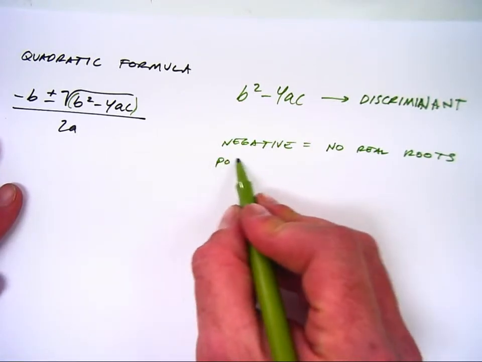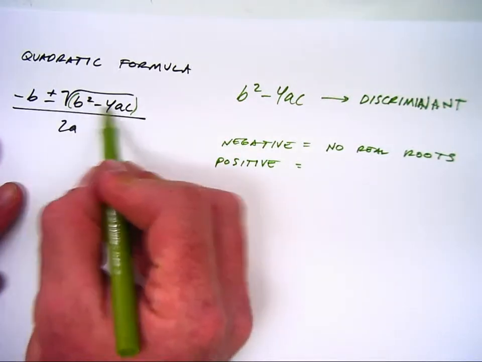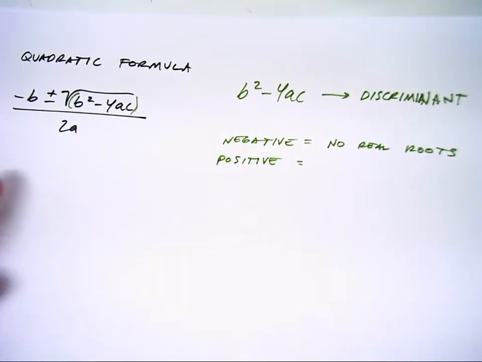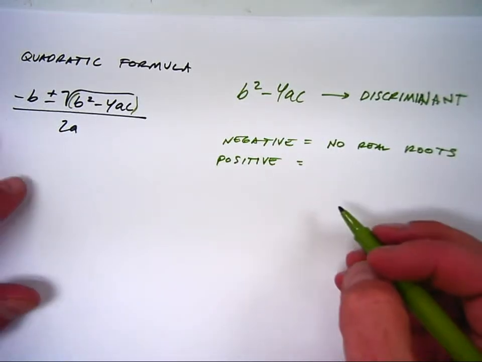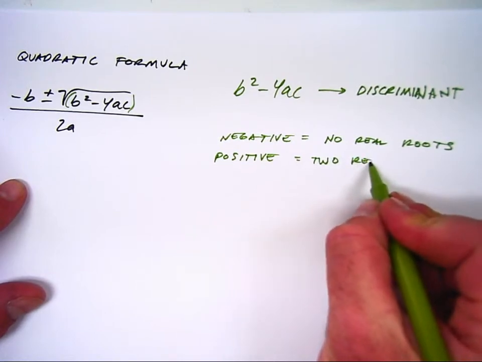If it's positive, we're going to have two real roots, because if this is positive, it's just going to be a number, so we're going to have plus or minus some number. That has to give us two different solutions, right? No matter what this is, if it's a positive number, it's going to be something plus that number and something minus that number. That will give you two different solutions. So you'll have two real roots, also known as two solutions.